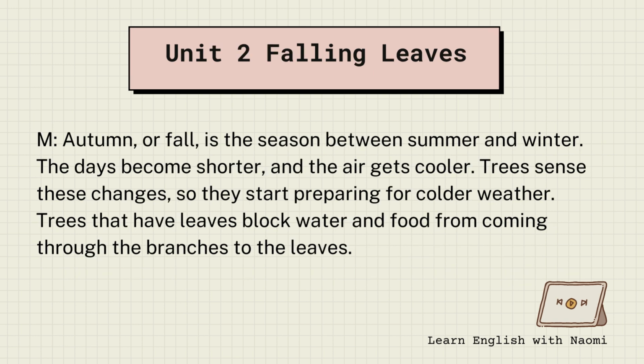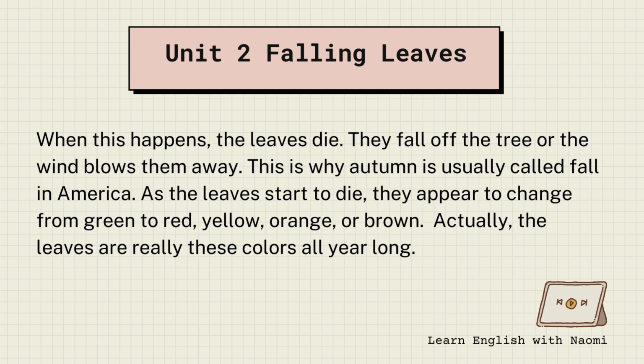Unit 2. Falling leaves. Autumn or fall is the season between summer and winter. The days become shorter and the air gets cooler. Trees sense these changes, so they start preparing for colder weather. Trees that have leaves block water and food from coming through the branches to the leaves. When this happens, the leaves die. They fall off the tree or the wind blows them away. This is why autumn is usually called fall in America.